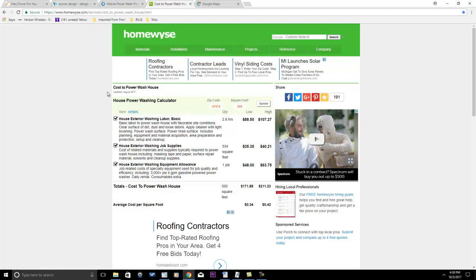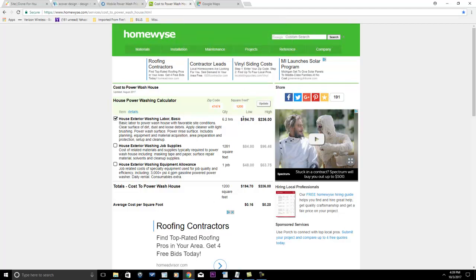This one's called homewise.com, and this is a power washing calculator. This is just a real general idea of how to price. I used this a little bit when I first started, just to get an idea, but I never clicked these two. Supposedly when you put the zip code in there, it can tell how much a low versus a high end quote would be, based on square footage. So 47474, I don't even know where that's at, but let's say we're there, and that's a 500 square foot home. That's like a little poor man's house. So let's go to 1200 square foot. Let's update that.